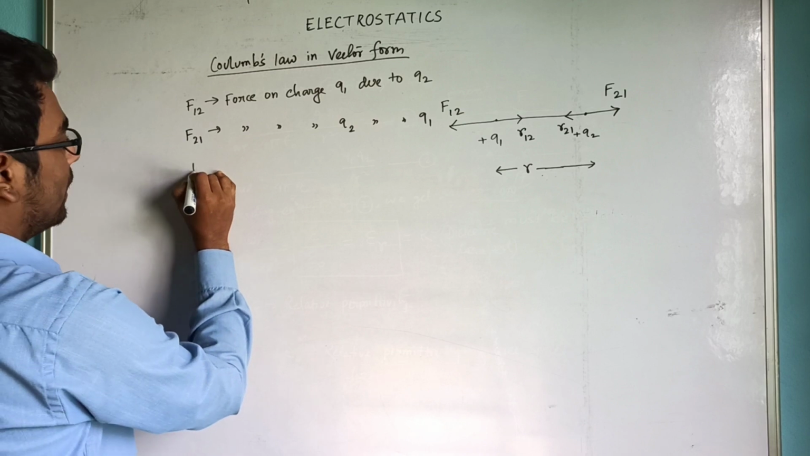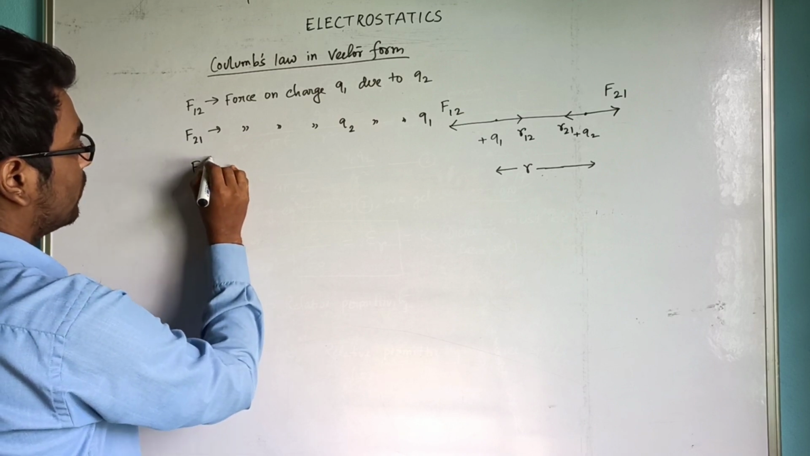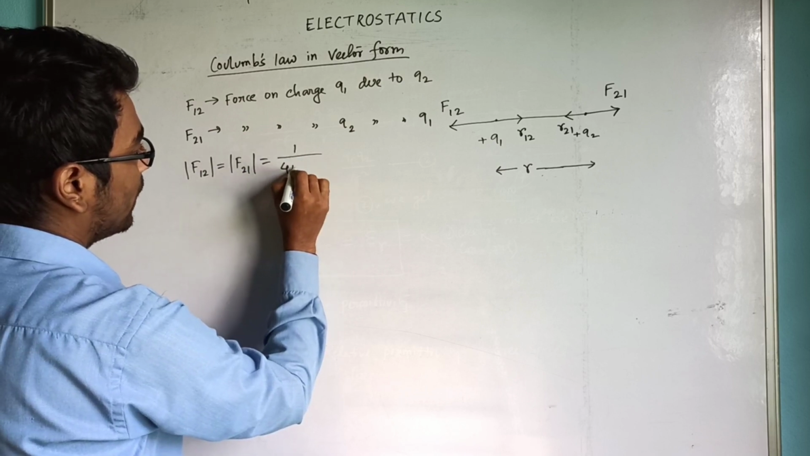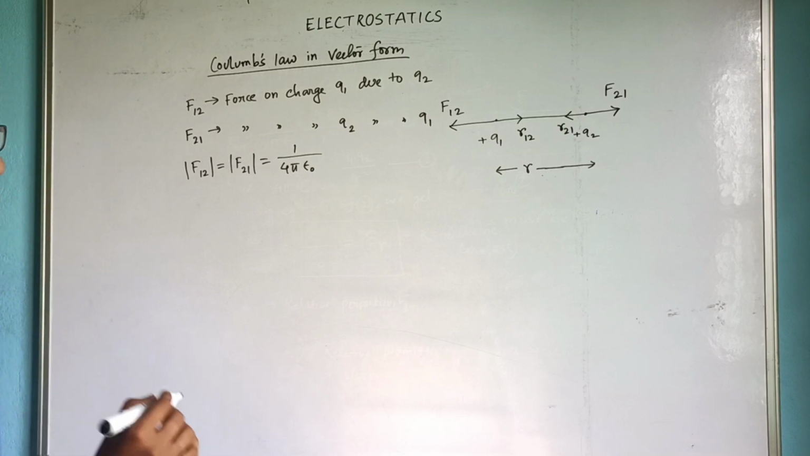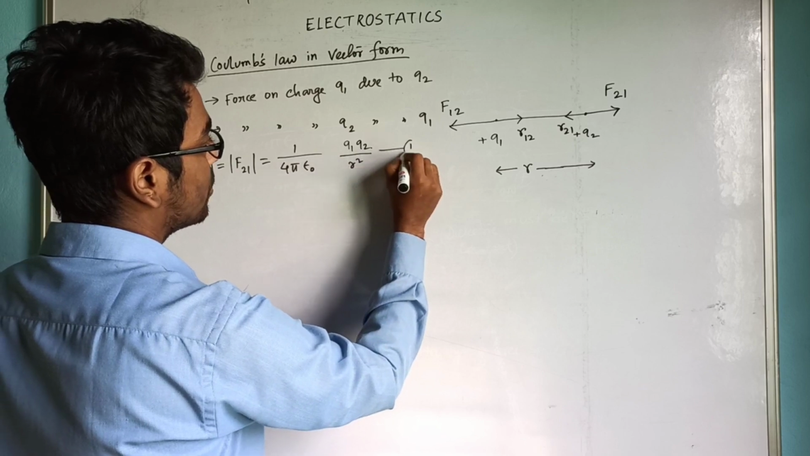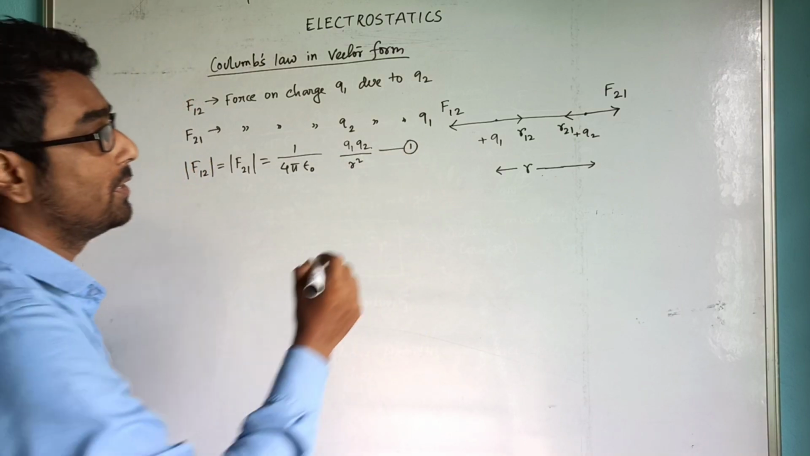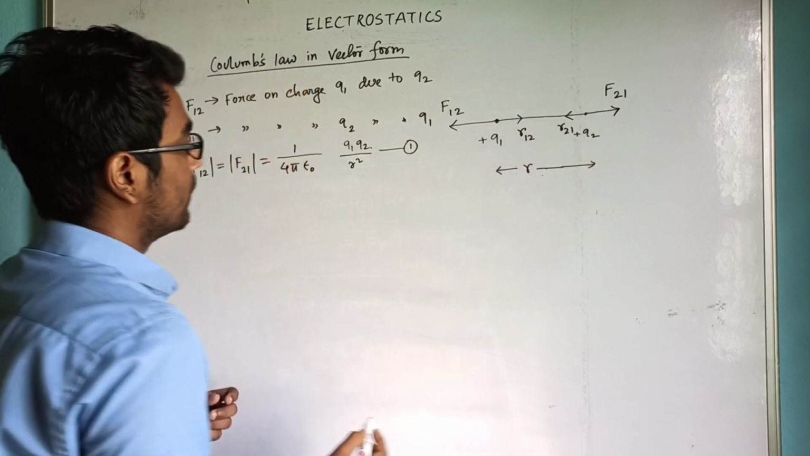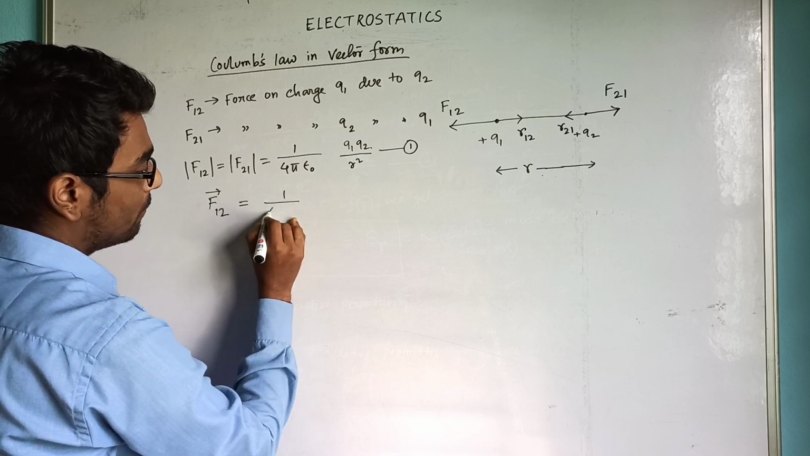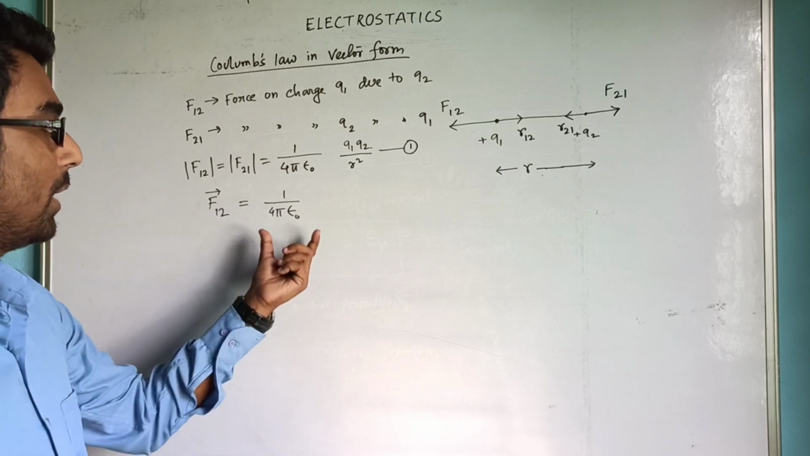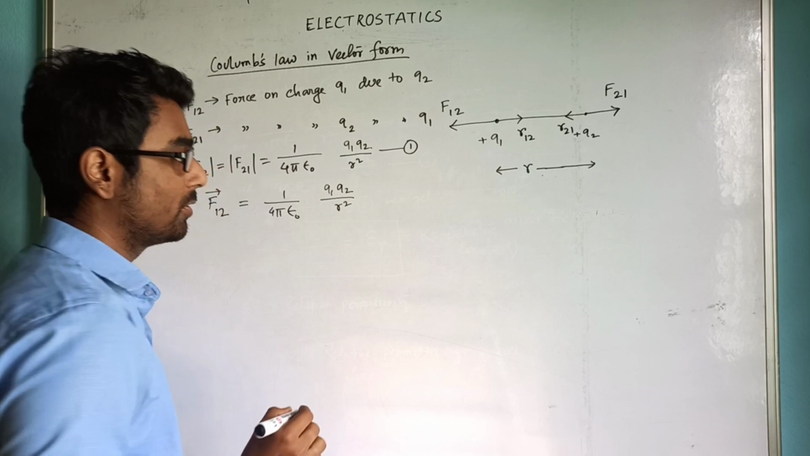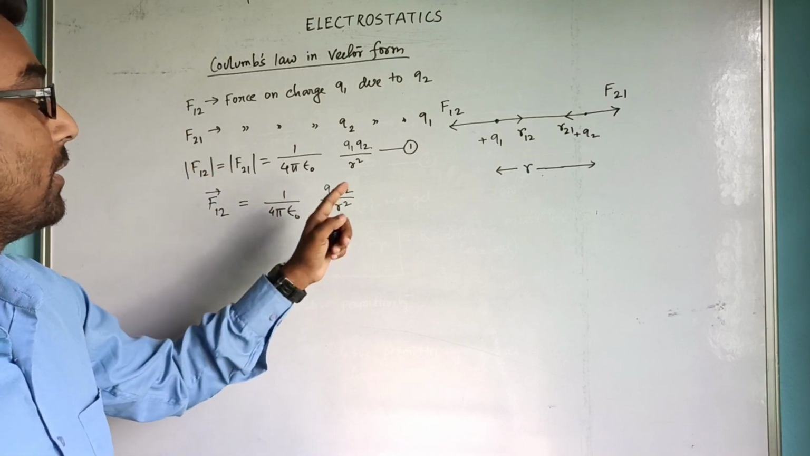Now, if we take only the magnitude, F12 equals F21 equals 1 by 4 pi epsilon naught, Q1 Q2 by R square. It is equation 1. Now, if we consider the direction also, F12 vector will be equal to 1 by 4 pi epsilon naught, which is the constant part, Q1 Q2 by R square, which is also the constant part. Another one is the direction.